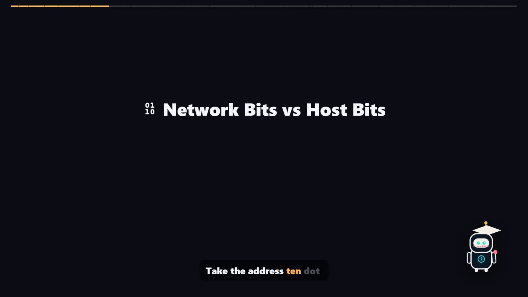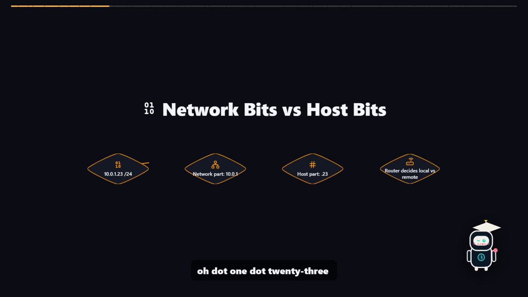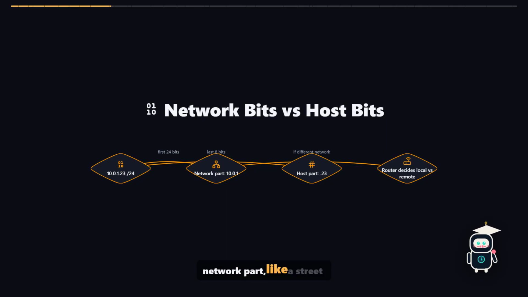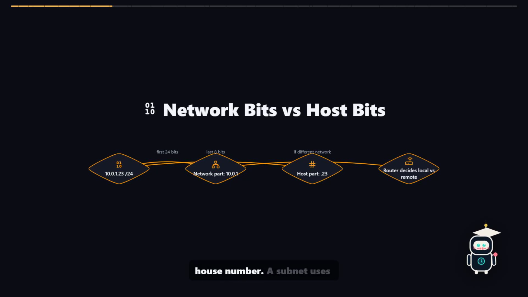Take the address 10.0.1.23 with a /24. That slash means the first 24 bits, 10.0.1, are the network part, like a street name. The last 8 bits, .23, are the host part, like a house number. A subnet uses this to decide what's local and what has to go through a router. Different street? Send it to the router.